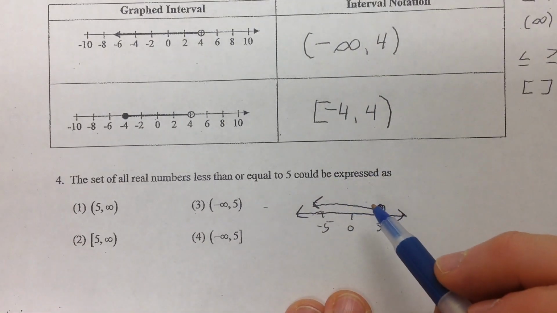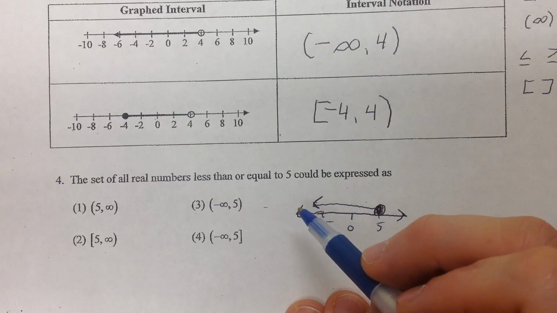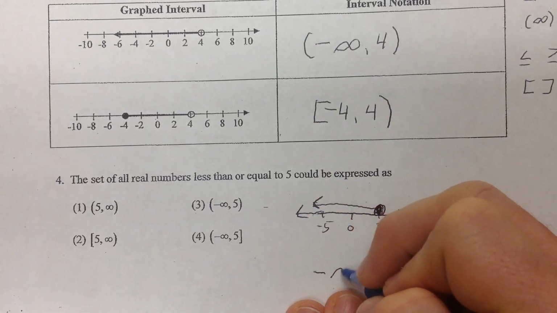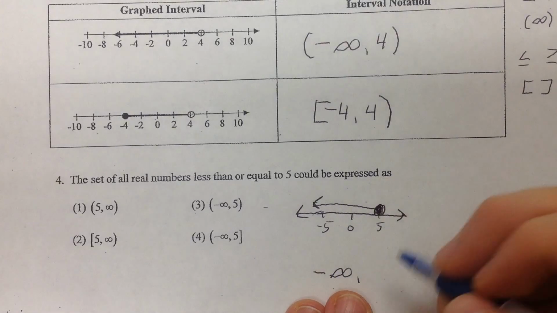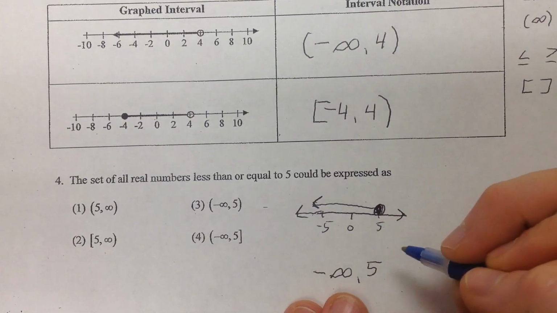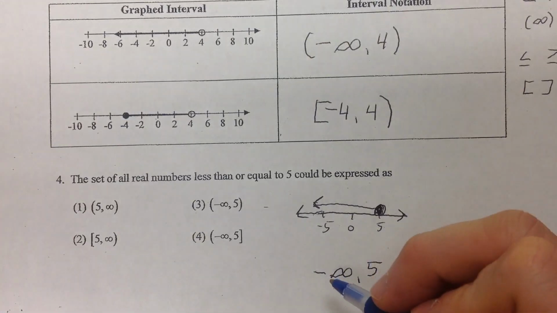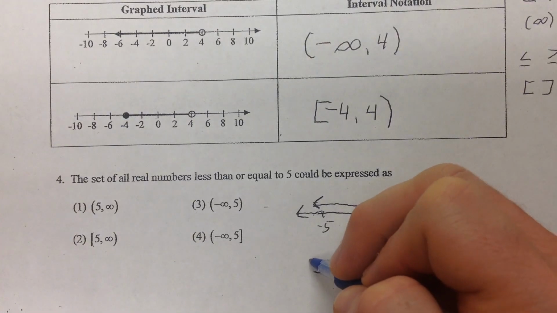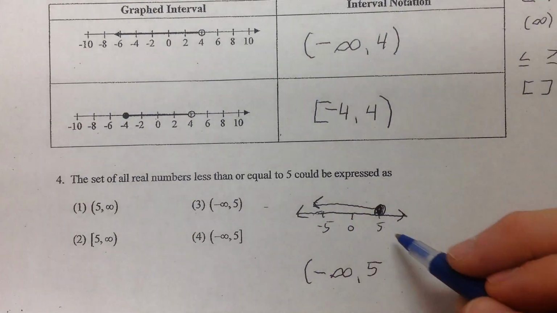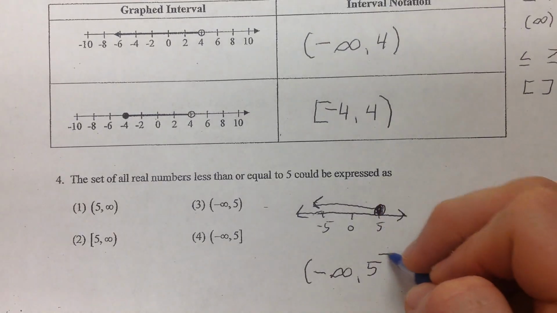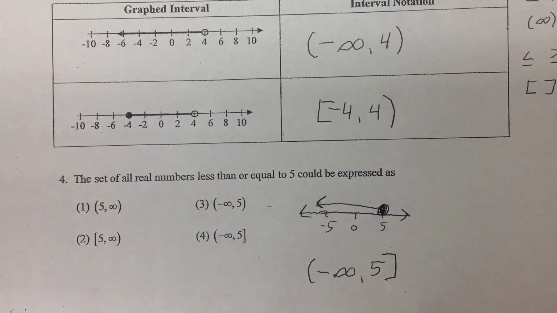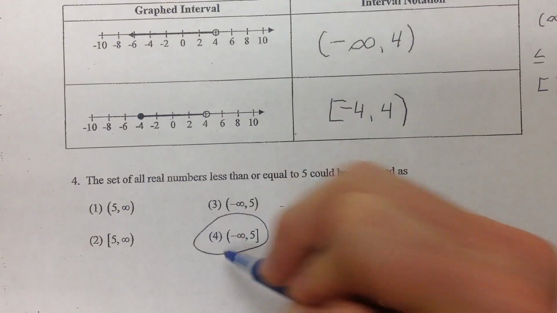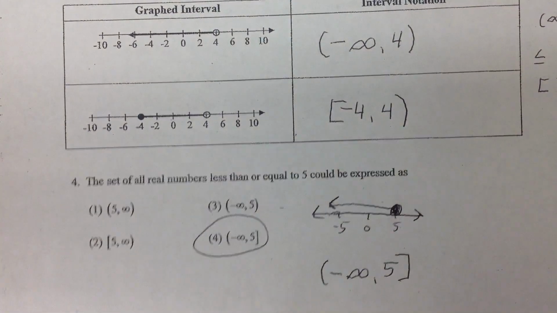All right, our lowest possible answer is way down here at negative infinity. Our highest possible answer is up here at a positive 5. And then we just have to remember our rules. Infinity is always next to parentheses. And then because that's a shaded in circle, we want a bracket. So if we look through our answer choices, that matches up with number 4. All right, let's take a look at the back.